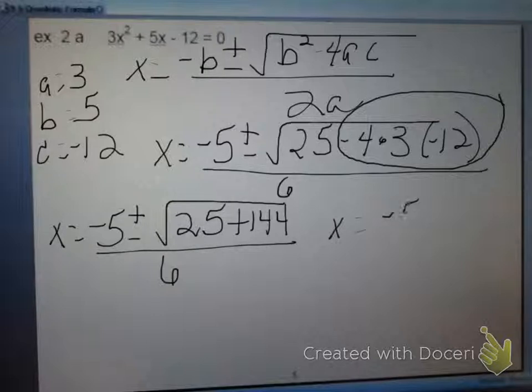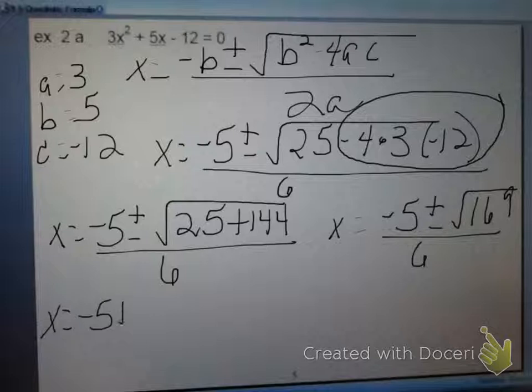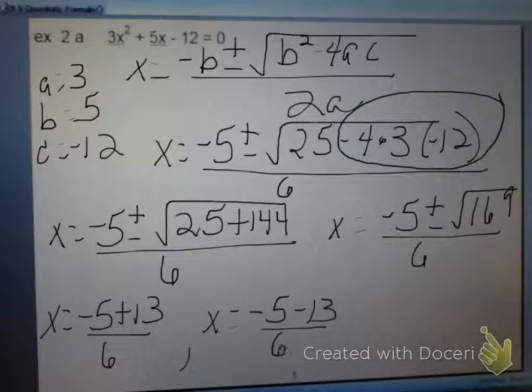So again, we need to recopy. Negative 5 plus 144 plus 25 is 169. And we can take the square root of 169 as 13. So that's negative 5 plus 13 over 6, and x is equal to negative 5 minus 13 over 6.